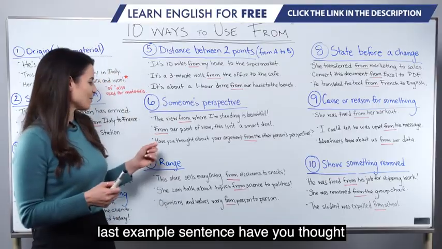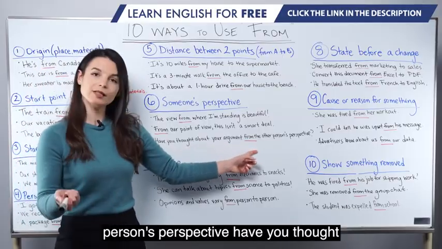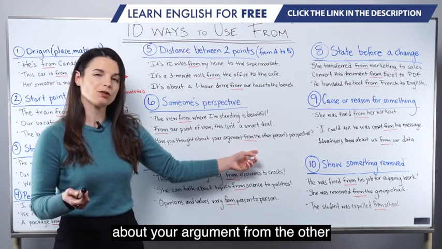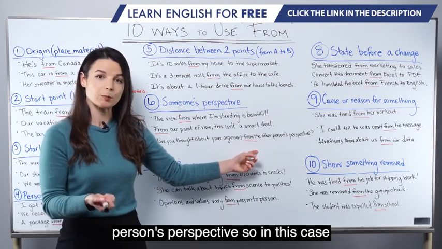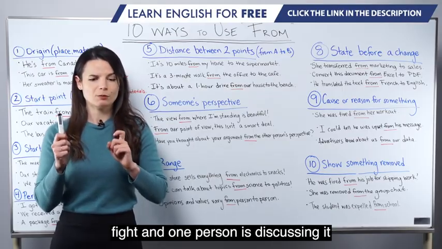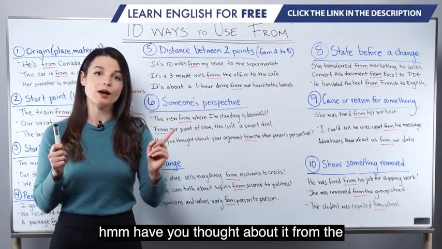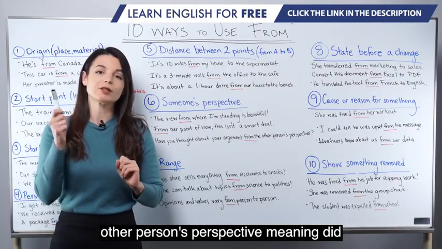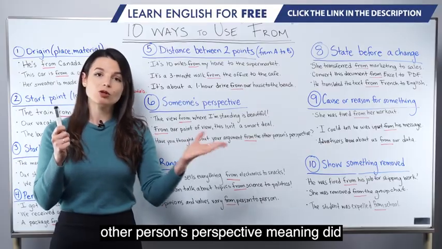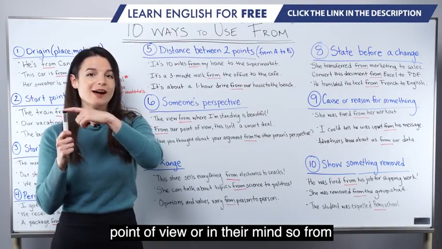Okay, last example sentence. Have you thought about your argument from the other person's perspective? So in this case, maybe 2 people had an argument, had a fight, and one person is discussing it with their friend. The friend might say, have you thought about it from the other person's perspective? Meaning, did you think about the situation from their point of view or in their mind?